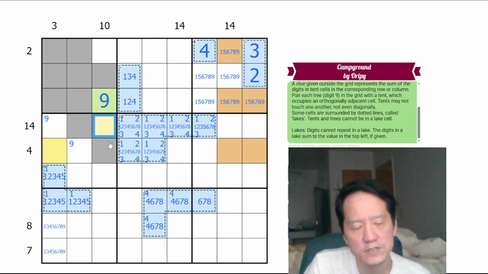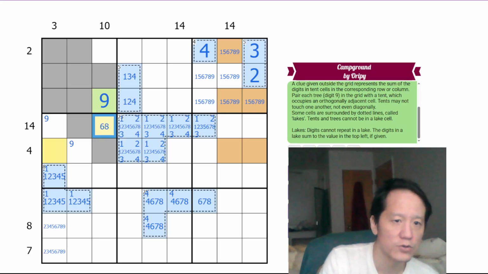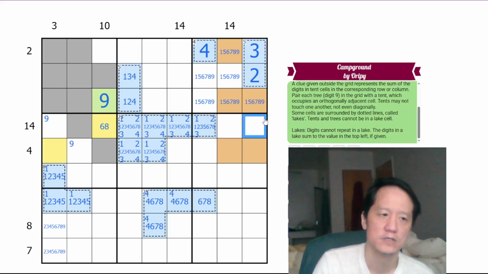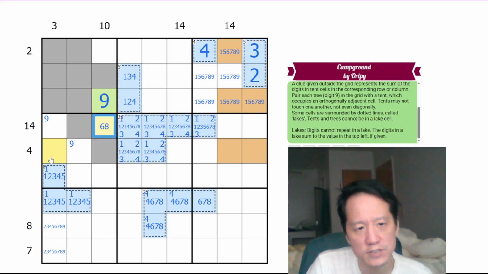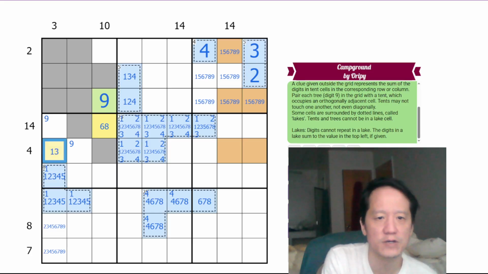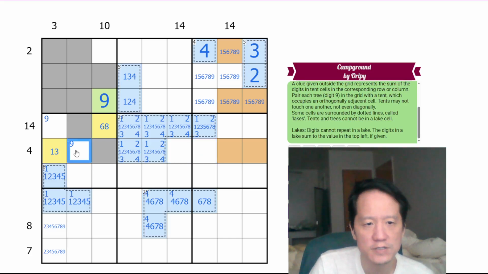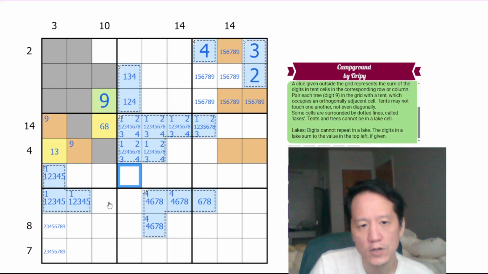So this is a tent, and it must be 6 or 8 because you only have 6 and 8 possible to add up to 14 with 2 unique digits. So this is 6 or 8. This has to be 1 or 3 here. And one of these is a tent. This is not a tent, but it could be a tree. So we're making that orange. These are orange. There cannot be another tree here, but there could be another tent. Okay.